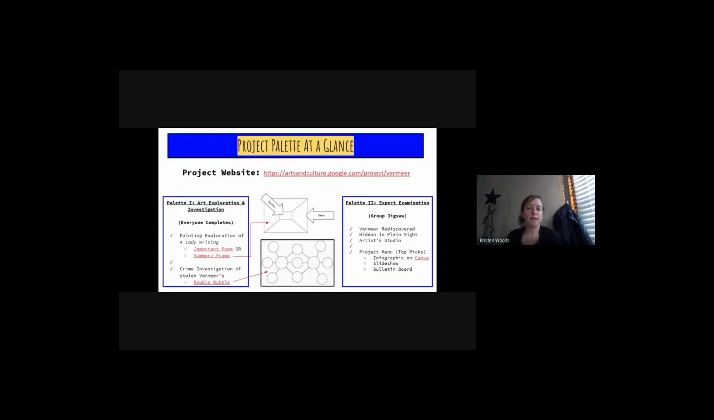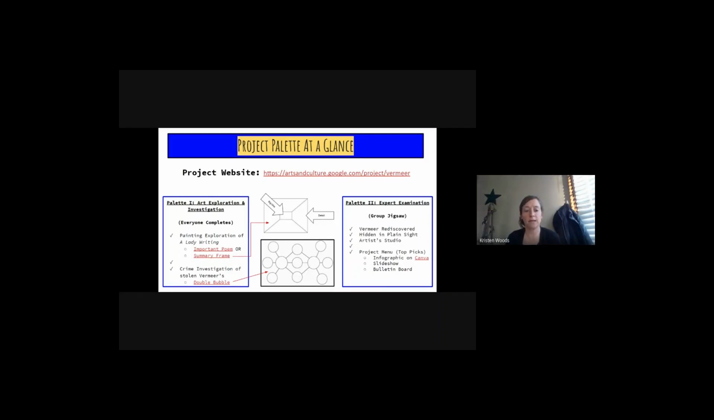So we designed this project to have 3 different parts. It's still focused on different depth and complexity elements. It was a small group project, but we did do individual breakouts. So palette 1 was where they explored A Lady Writing, which is the painting that's in the book, and they all had to complete this part.